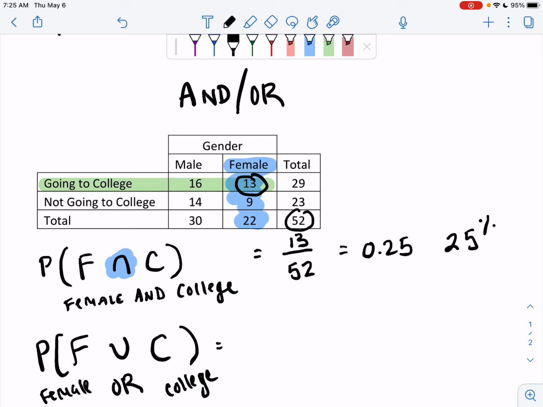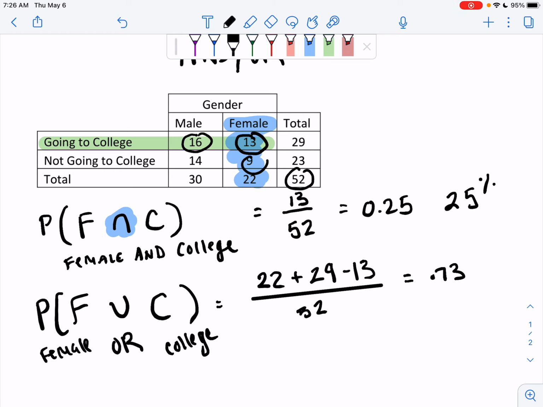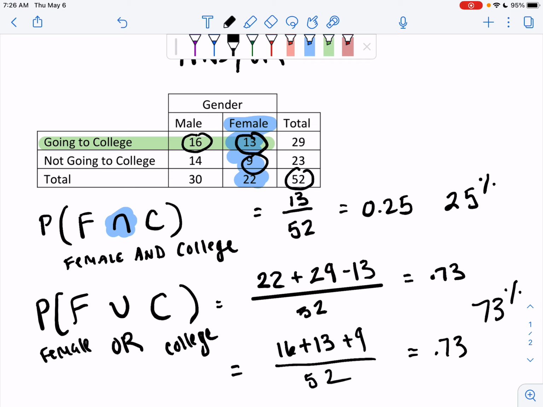So there's 2 ways to get this. I can add up the total. So I can add up the number of females, which is 22, and the number of college bounds, and then subtract the people who are both, because I don't want to double count. Or I can just circle each category. You can do that same thing, and you should get the exact same answer. So 73% of our population is either female or college bound.